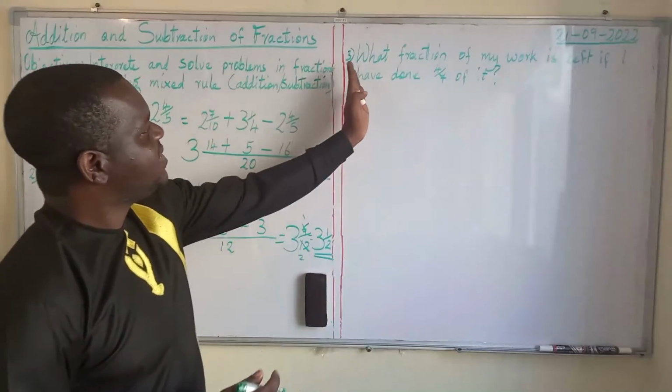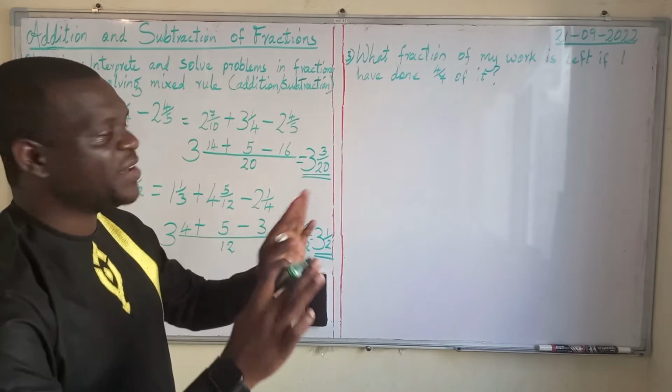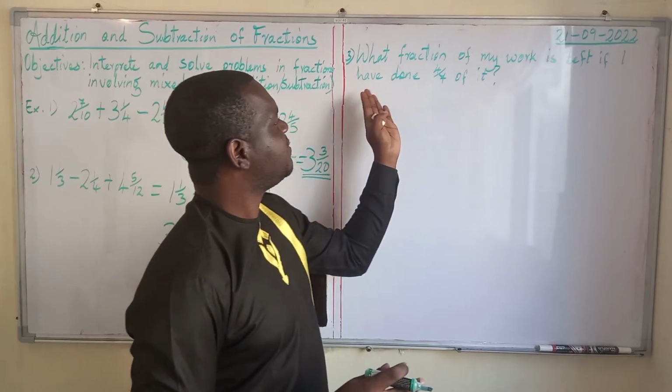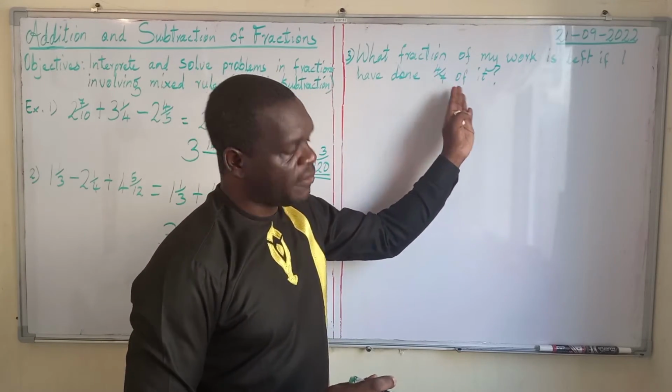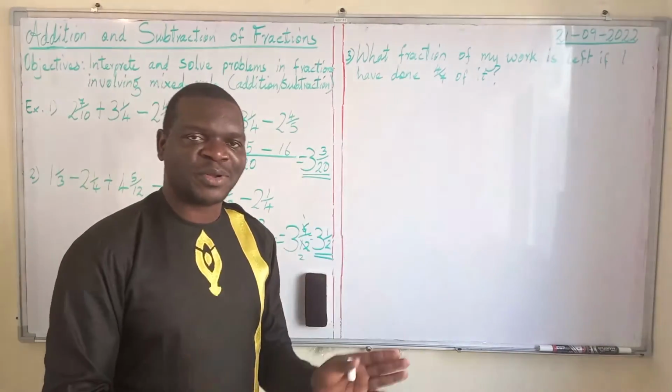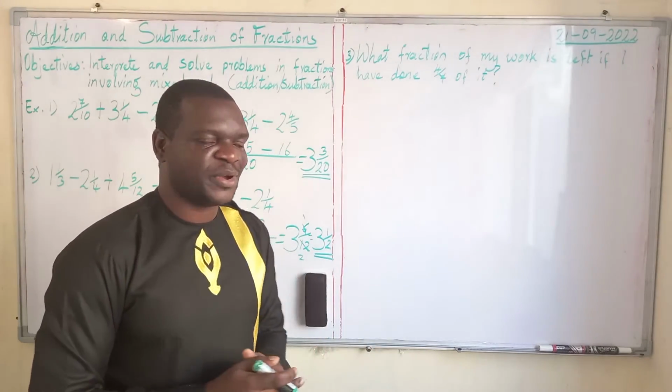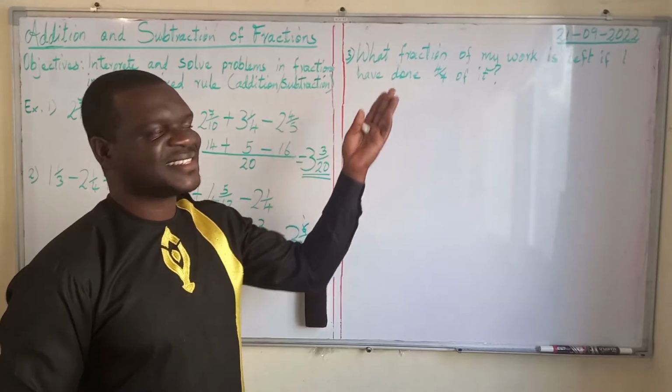Okay, here is question 3, and it's very simple. What fraction of my work is left if I have done 4/7 of it? You have a particular work to do, and you can identify the fraction of the work that you've done. So what do you do in this case?